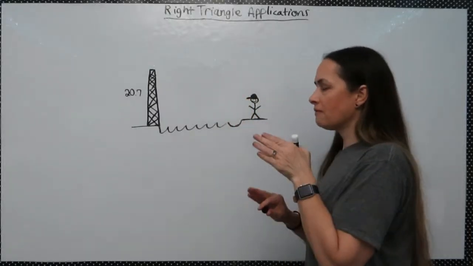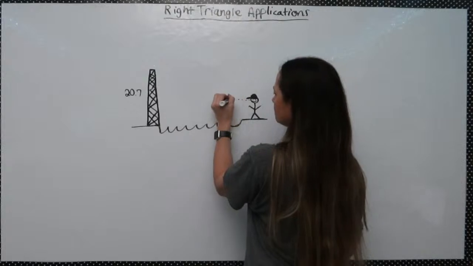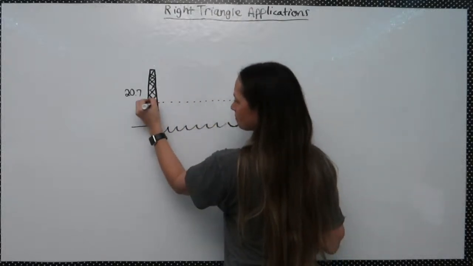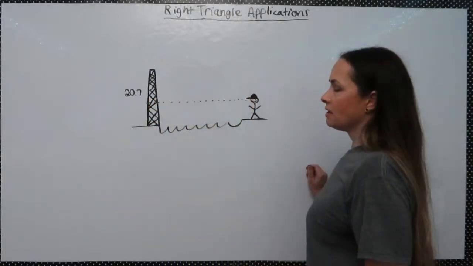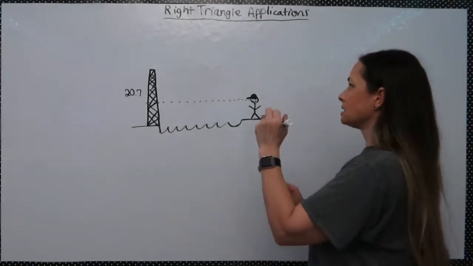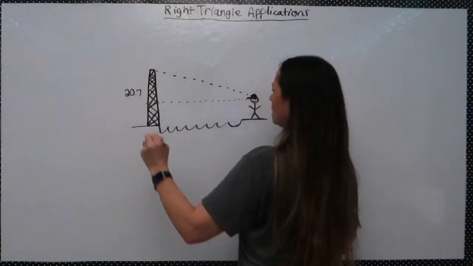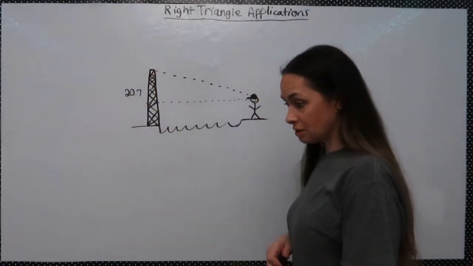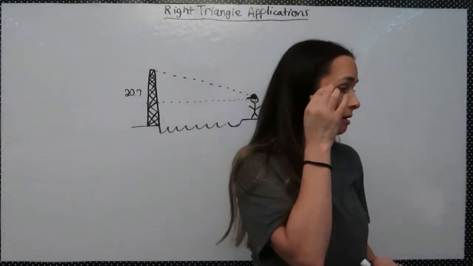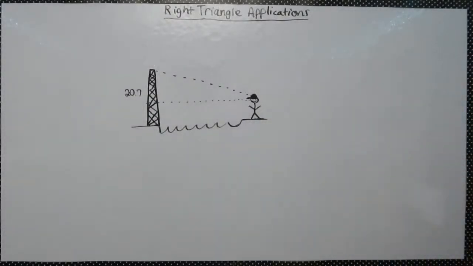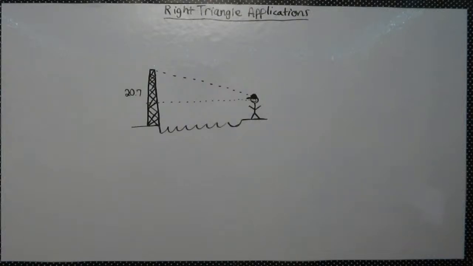So what you have is this line of sight here. And if you're looking up, it is an elevation. And if you're looking down, it's a depression. That's what it's referred to. So this problem is giving us an elevation angle to the top of the tower, and then it's saying that there's an angle of depression on the image.